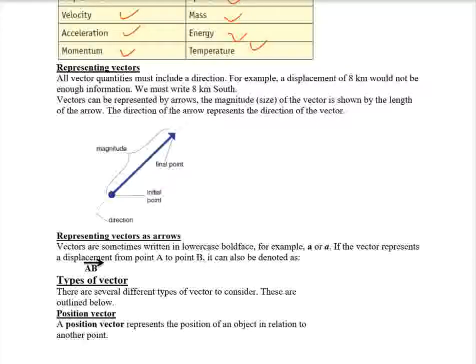The first one is by an arrow. When we express vectors by an arrow, the point or the head of the arrow indicates what? Direction. And the length of the arrow indicates what? The magnitude. Therefore, when we represent by an arrow, the head of the arrow indicates the direction, and the length of the arrow indicates the magnitude.